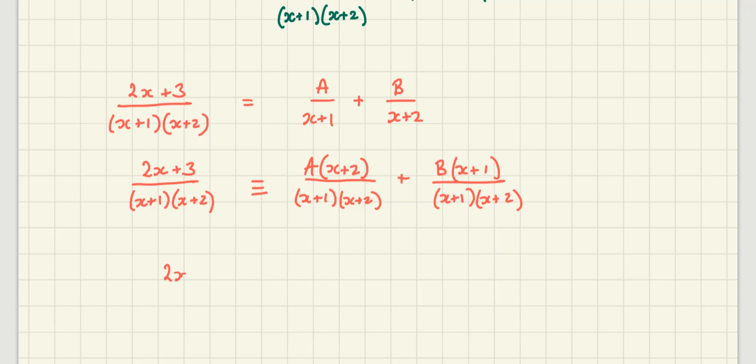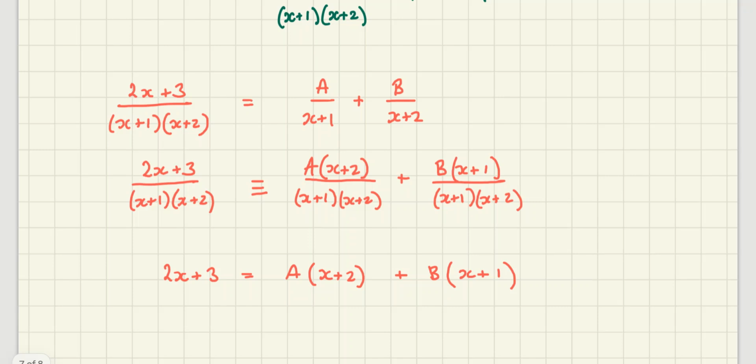2x plus 3 equals a times x plus 2 plus b times x plus 1. Okay. So we've got to that point. So that all looks very similar to what we were doing with the numbers, yeah? Now what we try and do, you remember before I kind of just guessed, I went with a is 1, b is whatever. Did it work?